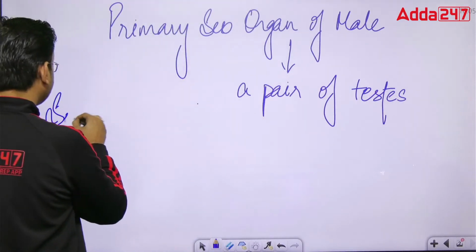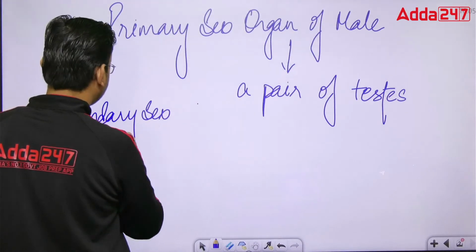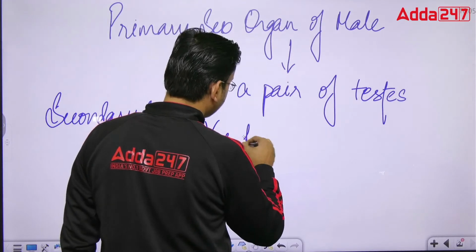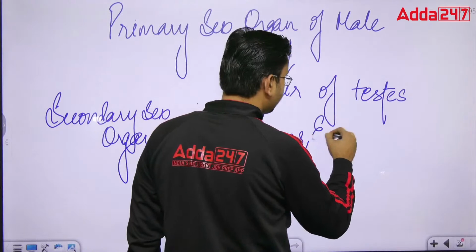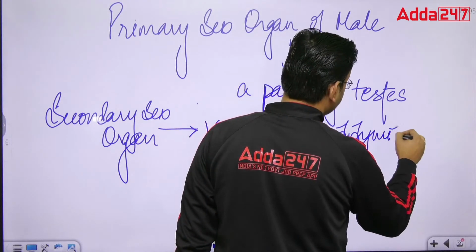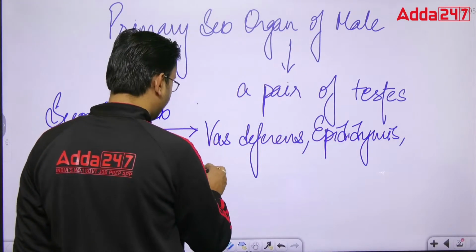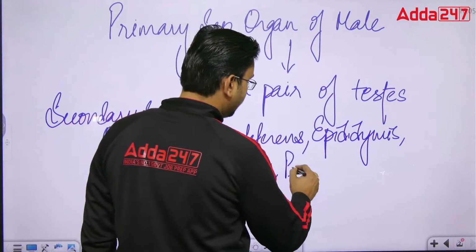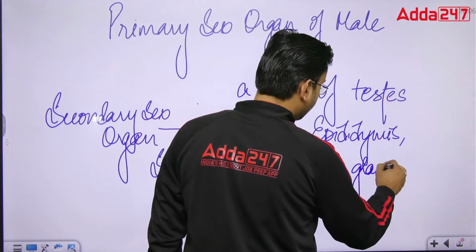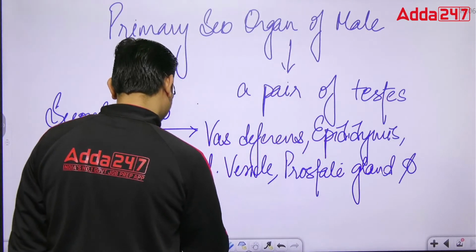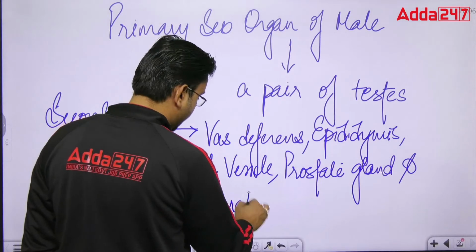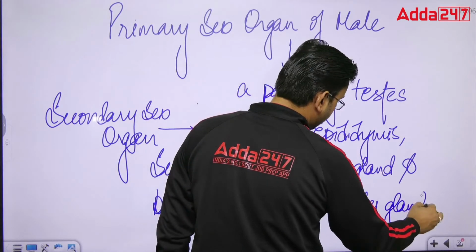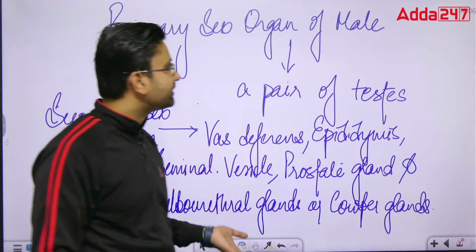And secondary sex organs, also known as accessory reproductive organs, are vas deferens, then we have epididymis, seminal vesicle, prostate gland, and bulbourethral glands. Bulbourethral glands are also known as Cowper glands. Right? So these are the accessory reproductive organs of male.